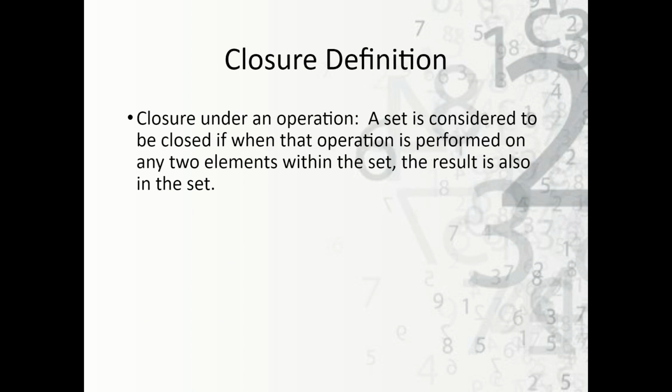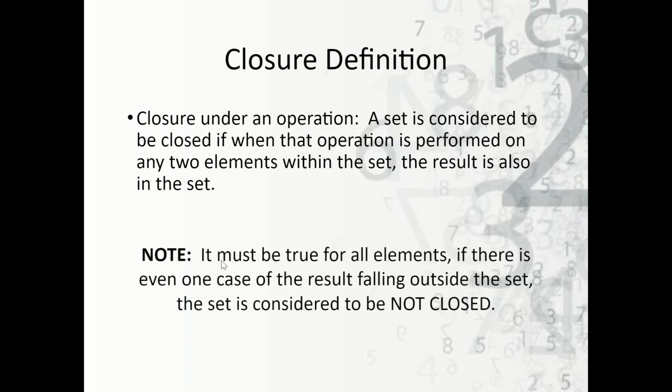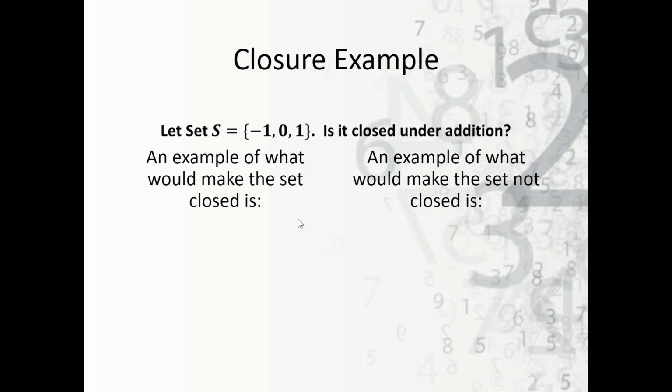Now, closure definition. What does closure mean? Closure under an operation means a set is considered to be closed if, when that operation is performed on any two elements within the set, the result is also in the set. Okay, note that this must be true for all elements in the set. If there is even one case where the result falls outside the set, then it is considered to be not closed. Okay, so let's take a look at what this means.